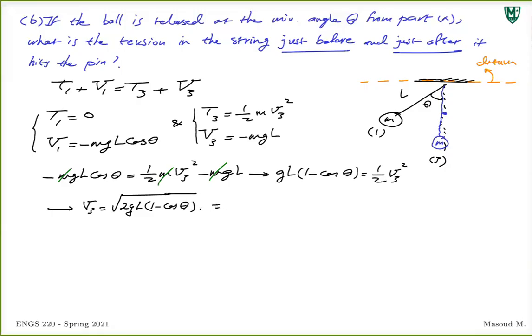You know pretty much everything you need. g is g, L is 1, theta is 60 degrees, so you can find your v3. That would be 3.13 meters per second. So this is the velocity of this swinging mass when it gets to position 3.